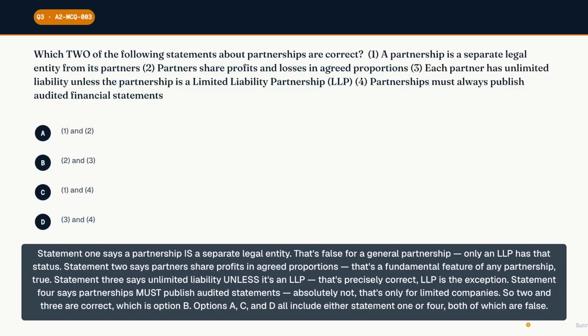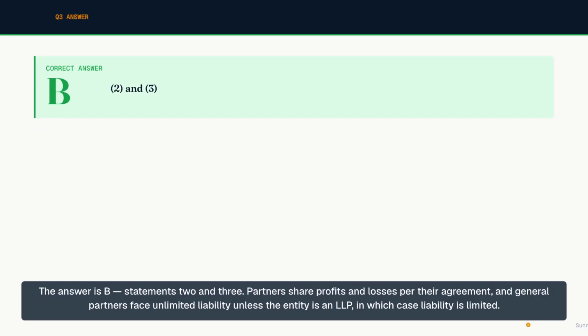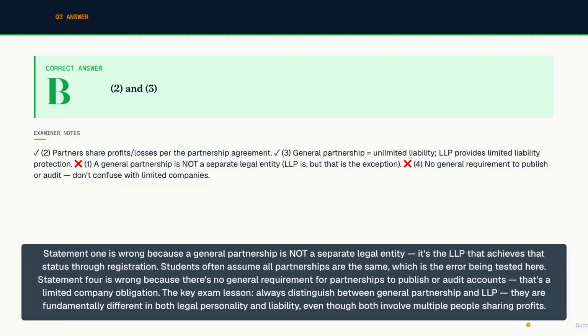Options A, C, and D all include either Statement 1 or 4, both of which are false. The answer is B. Statements 2 and 3. Partners share profits and losses per their agreement, and general partners face unlimited liability unless the entity is an LLP, in which case liability is limited. Statement 1 is wrong because a general partnership is not a separate legal entity. It's the LLP that achieves that status through registration.